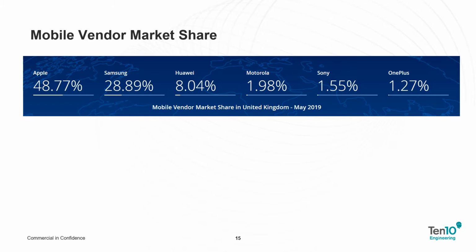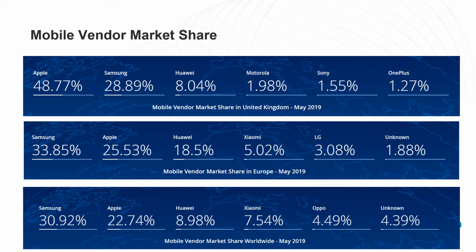This slide shows mobile vendor market shares for the United Kingdom, Europe and worldwide. Here you can see in the UK, Apple is the most popular device, more dominant in the UK than anywhere else, and worldwide more consumers use Samsung as the most popular, but Apple and Samsung are the majority used worldwide, with Huawei being more popular amongst Europeans. It's really interesting to see that the UK is slightly different to Europe and worldwide.